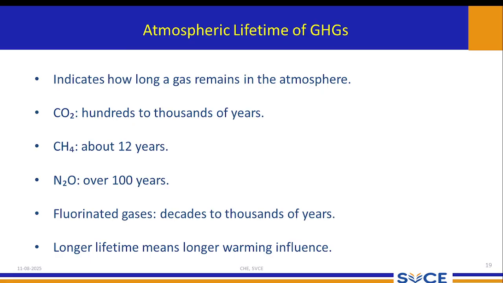Atmospheric lifetime of greenhouse gases indicates how long a gas remains in the atmosphere. Carbon dioxide: hundreds to thousands of years; methane: about 12 years; nitrous oxide: over 100 years; fluorinated gases: decades to thousands of years. A longer lifetime means a longer warming influence. Just imagine, once these gases go up, they will not go away; they will stay for a long time, 100 or thousands of years, more than the lifetime of a human.